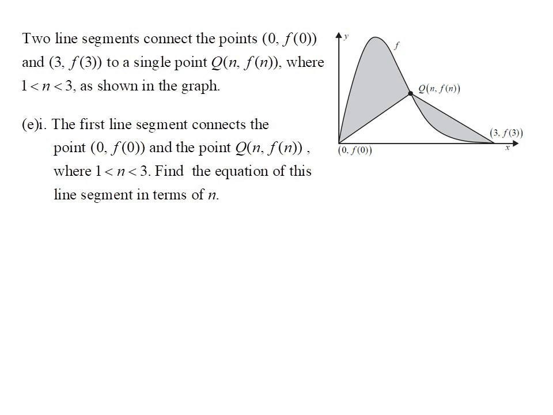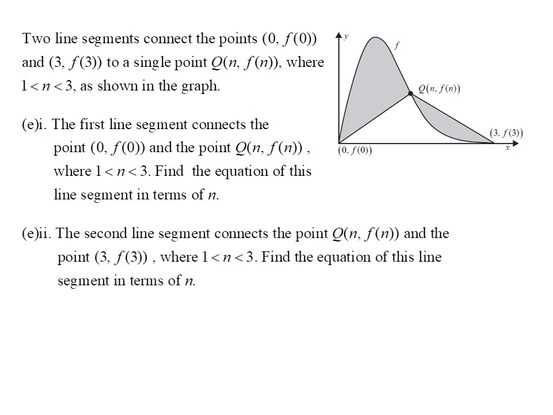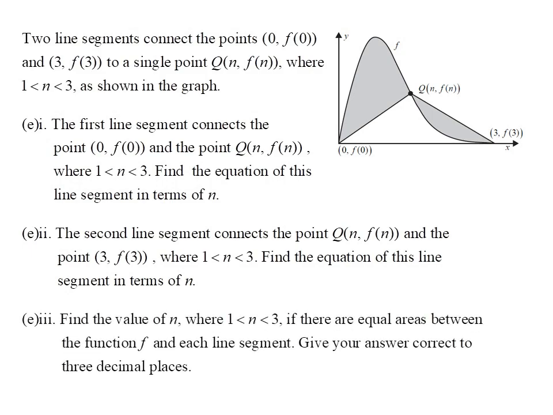In subpart 2, the second line segment connects the point Q and the point 3, f of 3, where n is between 1 and 3. The question is to find the equation of this line segment in terms of n. Subpart 3 is to find the value of n, where n is also between 1 and 3, if there are equal areas between the function f of x and each line segment.